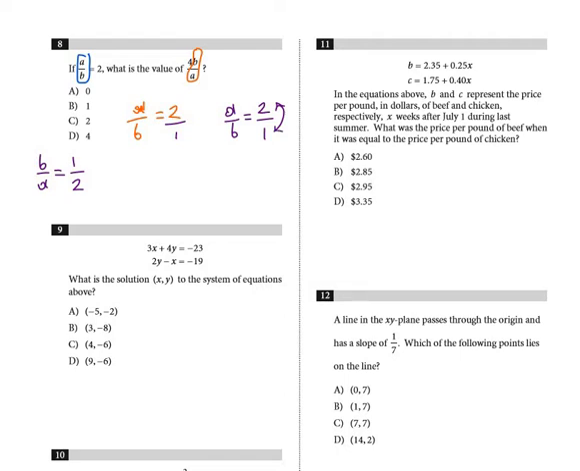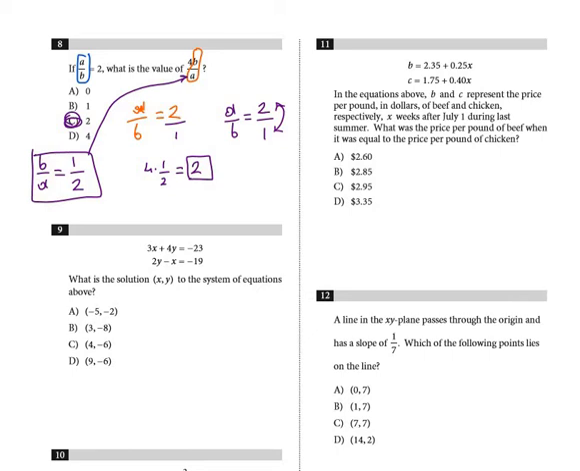Now I have B over A here that I can substitute exactly, because I know the value of B over A. So it's going to be 4 times 1/2, which is 4 divided by 2, which is 2. So C is the answer.